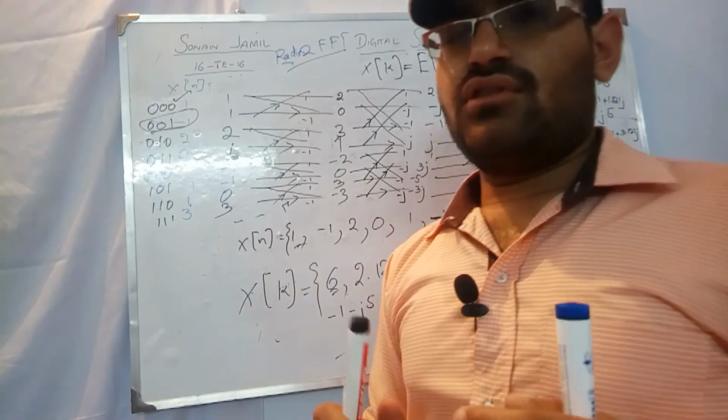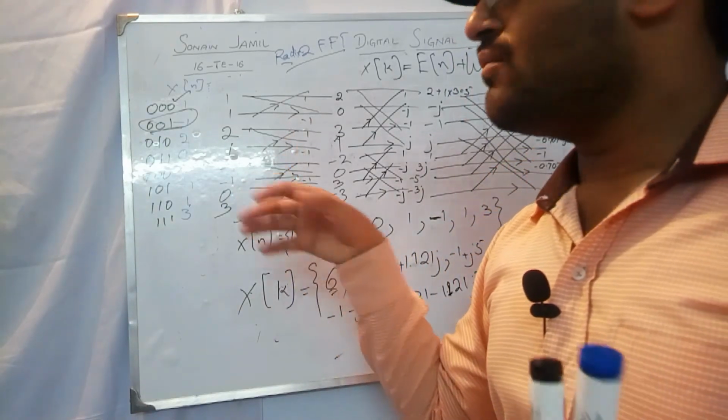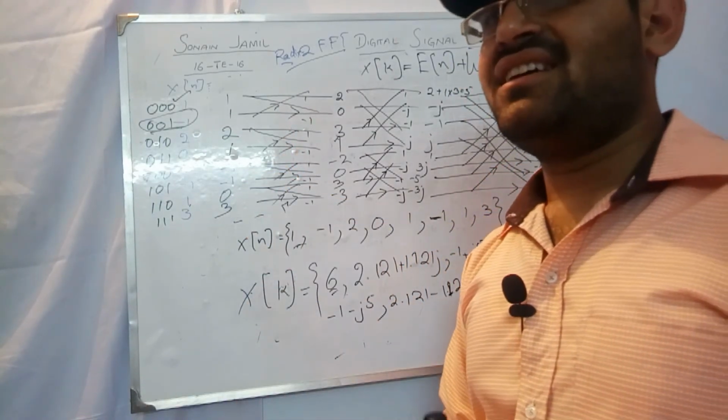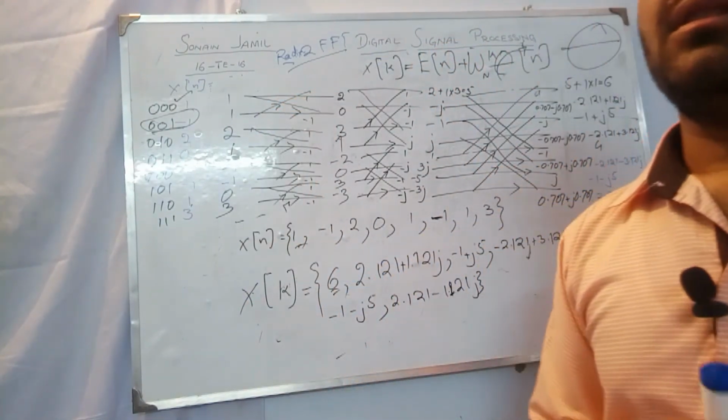So that's it for today's lecture. In the next lecture, I will tell you how we can find IFFT using the same Radix-2 method.